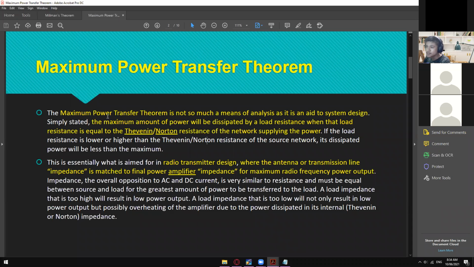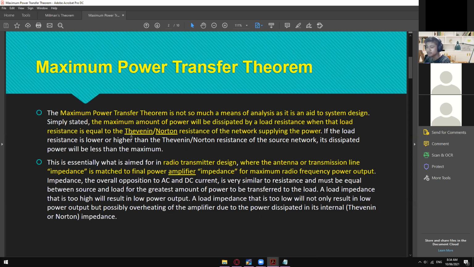All right. So the maximum power transfer theorem is not so much a means of analysis. This is actually an aid to system design, wherein we check if we are really maximizing the amount of power that will be dissipated to our load resistance, just like what I mentioned a while ago.